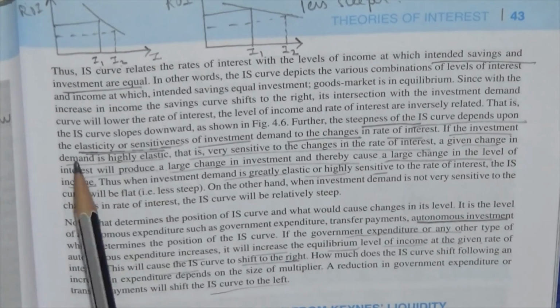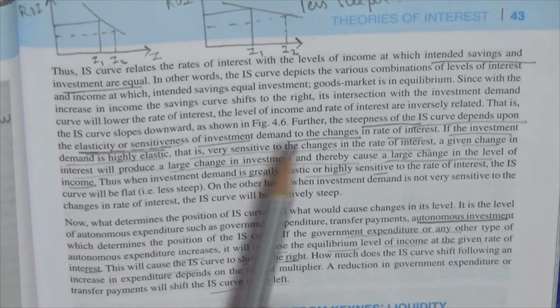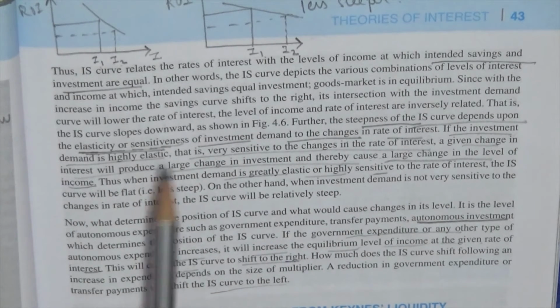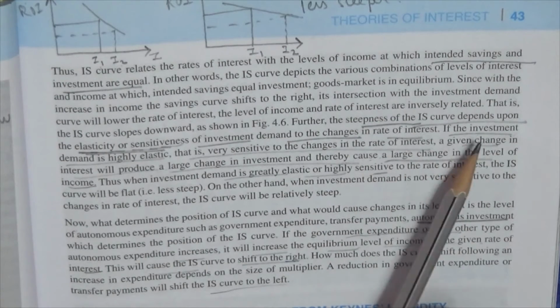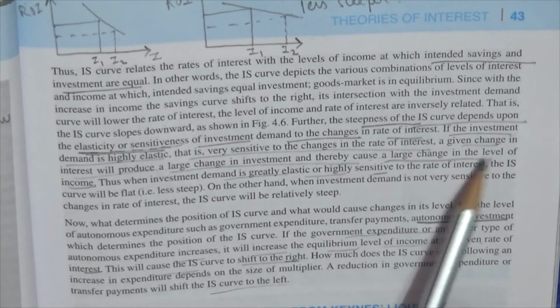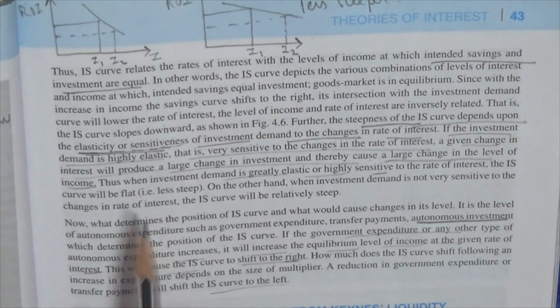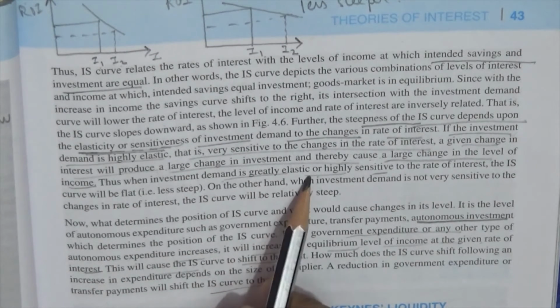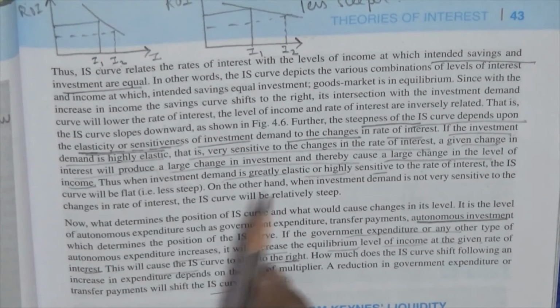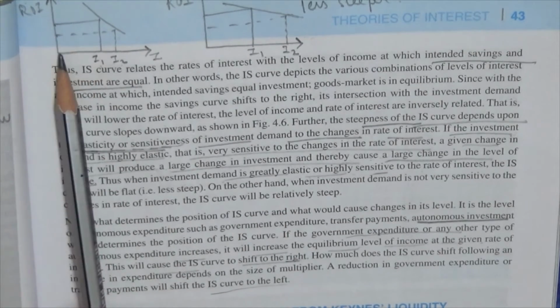It has also been said over here that the IS curve depends upon the elasticity or sensitiveness of investment demand to a change in the rate. If the investment demand is highly elastic, that is, very sensitive to changes in the rate of interest, a given change in interest will produce a large change in investment and thereby cause a large change in the level of income. You just give it a reading, you will be able to answer. That is, when investment demand is greatly elastic or highly sensitive to the rate of interest, the IS curve will be flat, less steep. On the other hand, when the investment demand is not very sensitive.